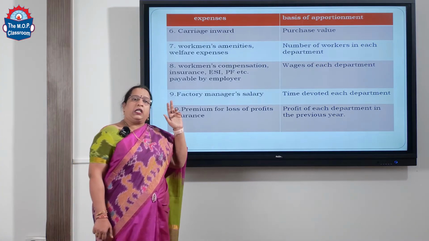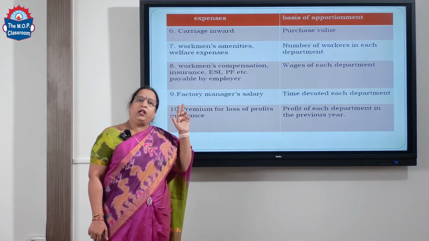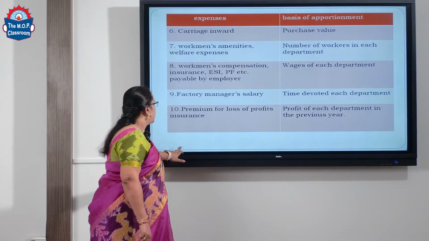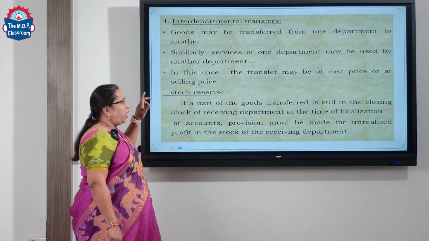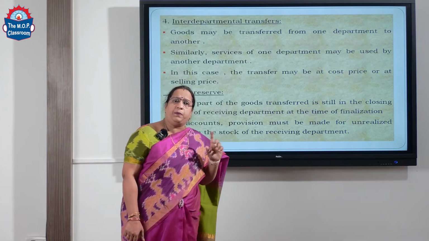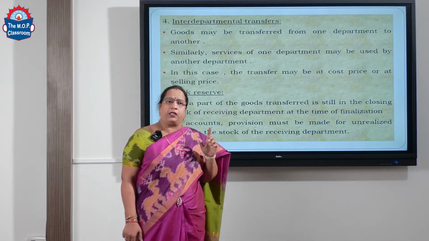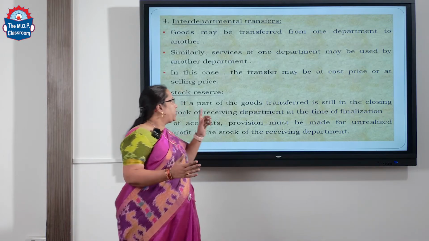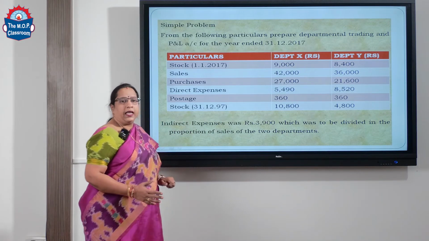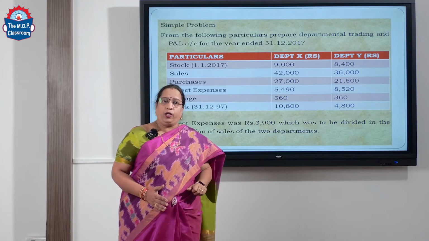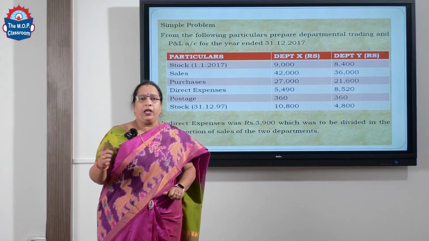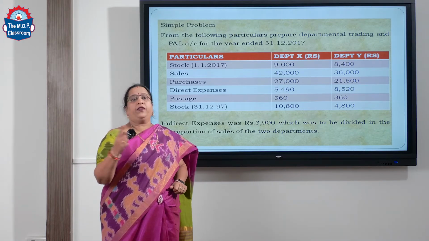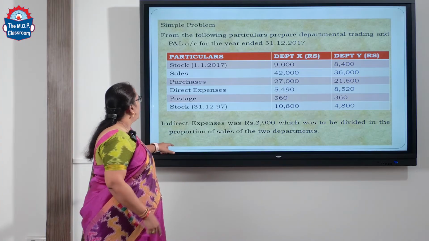So this chart you will have to be very, very clear on in order to understand how you need to allocate the expenses. Apart from this, there can be interdepartmental transfers between the departments. Now, one department can transfer goods to the other department. These transfers can be at cost price or at selling price. You will have to be very careful when you are doing the problem whether the transfers are happening at cost price or invoice price, because you need to create a stock reserve if the transfers are happening at invoice prices.